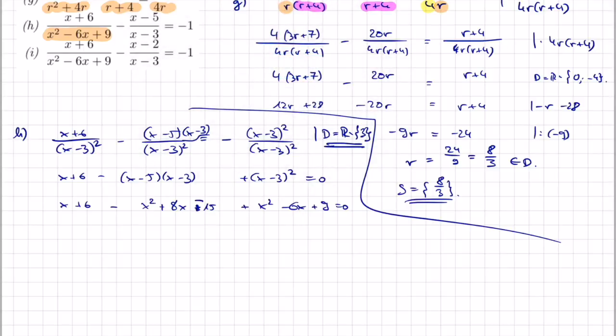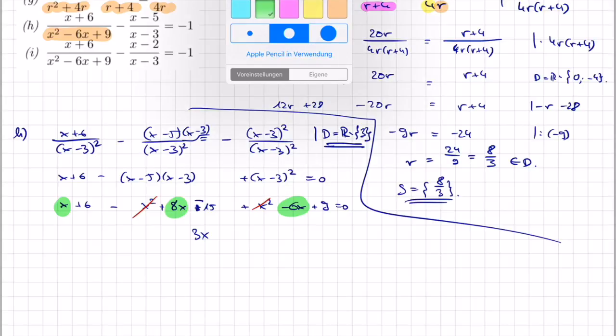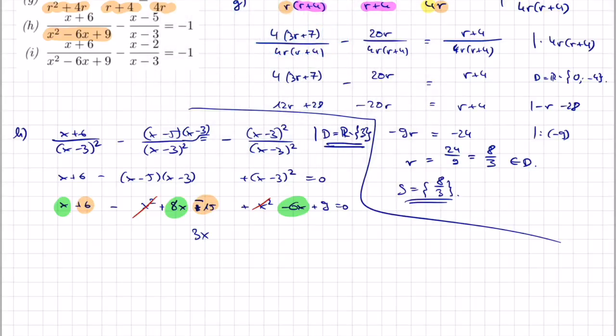Now what do we see? X squared and minus x squared. These reduce. And we just have a linear equation. What do we have? Let's collect some like terms. We have an x, we have an 8x and a minus 6x. That is 3x. And we have a 6 and a minus 15 and 9. That's 0. So 3x equals 0, x equals 0, which is in the domain. So we get this in the solution 0.